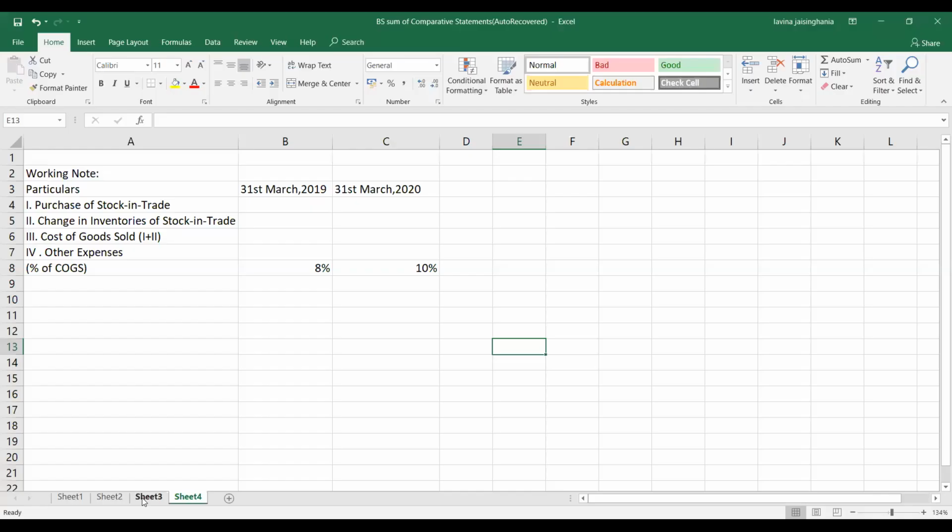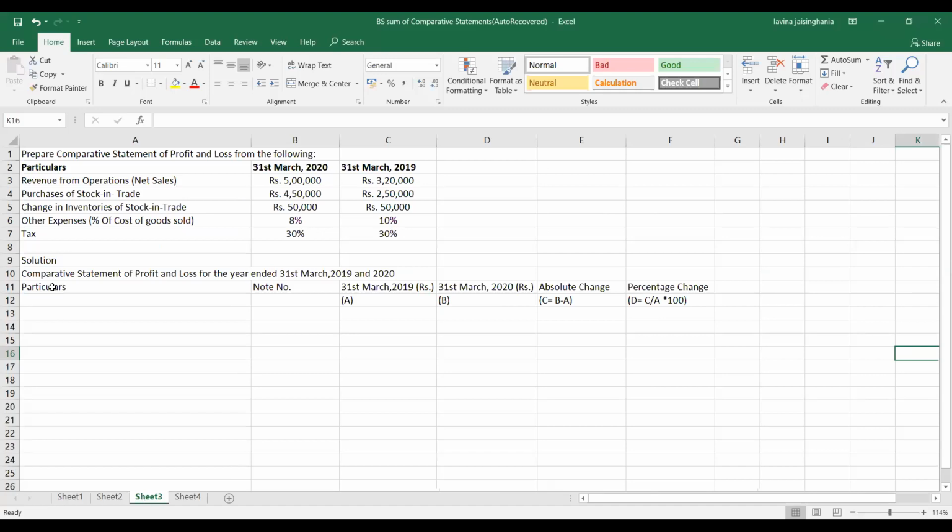Now here I am having a question related to that. See, prepare comparative statement of profit and loss from the following. Now you are given data here. See, the change here is what? Here you have to prepare a profit and loss statement yourself. In the previous sum of balance sheet, what was there? You just had to copy the balance sheet and then do this comparative working. But here you have to prepare the profit and loss statement first, and then you have to move further. So let us start preparing the profit and loss statement.